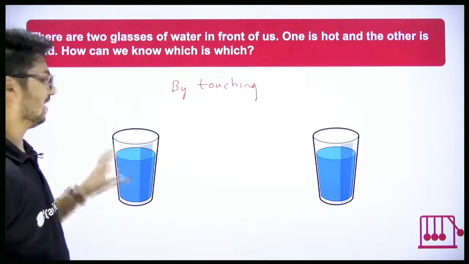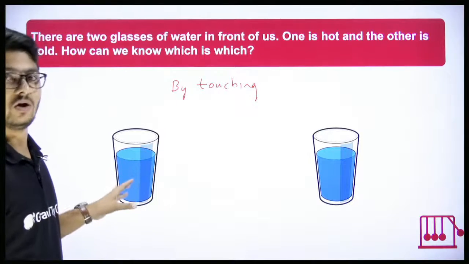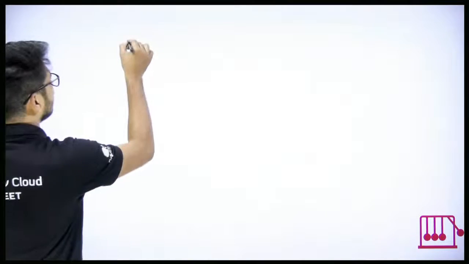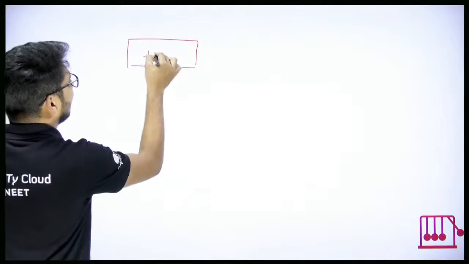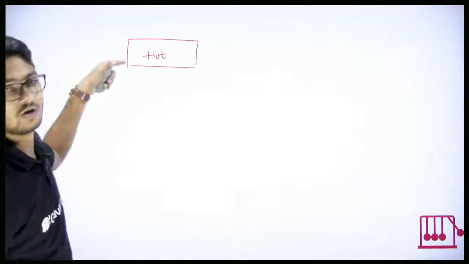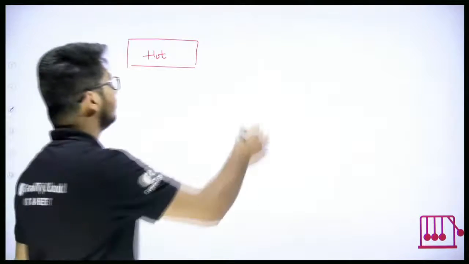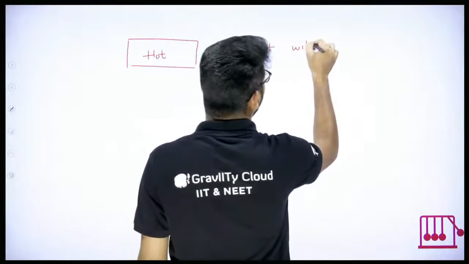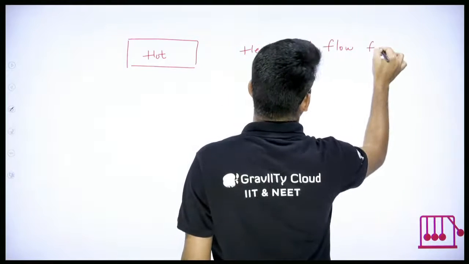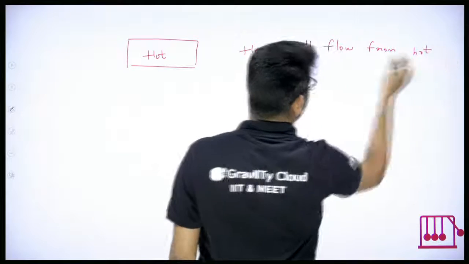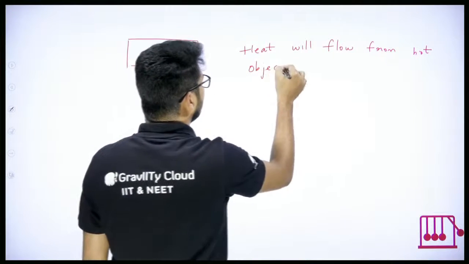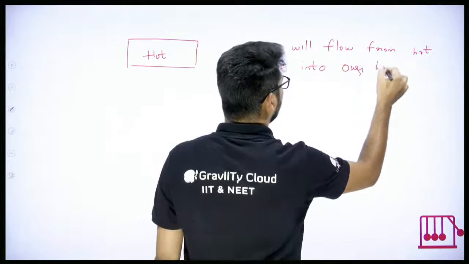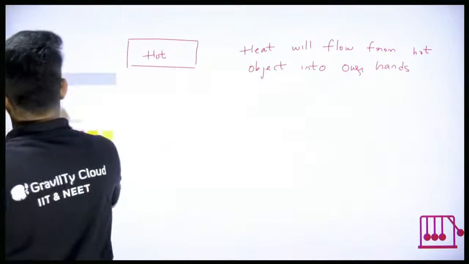Now see, when we touch a hot object, we feel hot. When we touch a cold object, we feel cold. Now if this is a hot object and I touch it, heat will flow. Heat is a form of energy. So heat will flow from the hot object into our hands when I touch it. Yes or no?